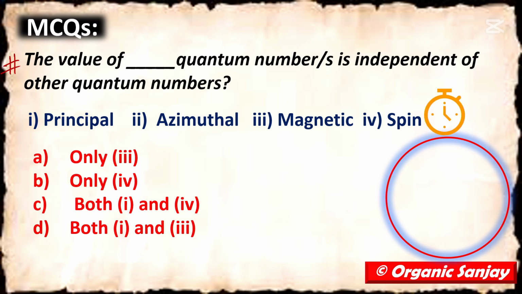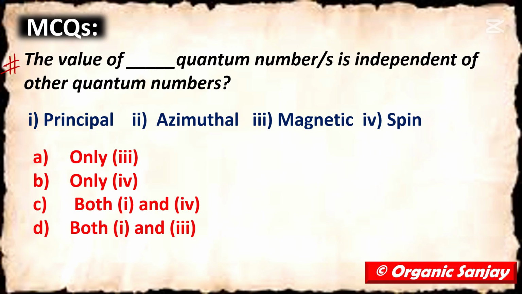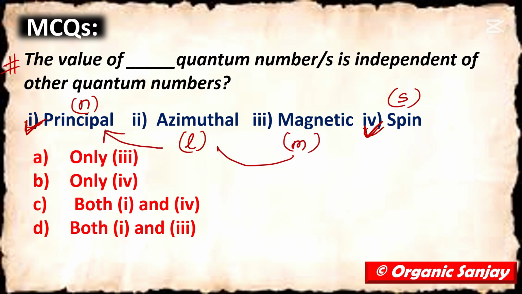The value of dash quantum number is independent of other quantum number. So principal, azimuthal, magnetic, spin. The question wants to know which quantum number is independent of other quantum number, which does not depend upon other quantum number. So the right answer is spin quantum number as well as principal quantum number. Principal quantum number n does not depend upon other quantum number, and spin quantum number s does not depend upon other quantum number. Whereas azimuthal quantum number depends upon n and magnetic quantum number depends upon L.